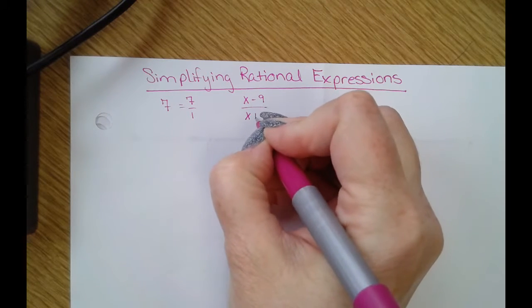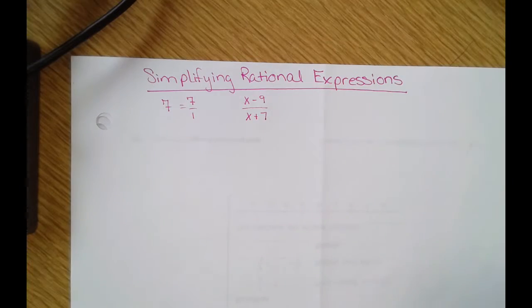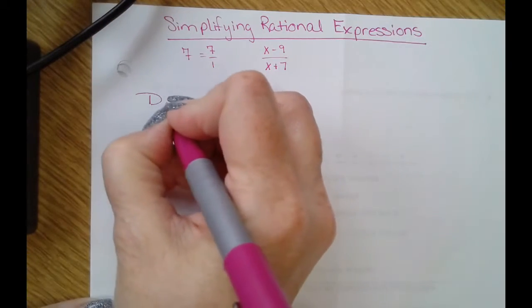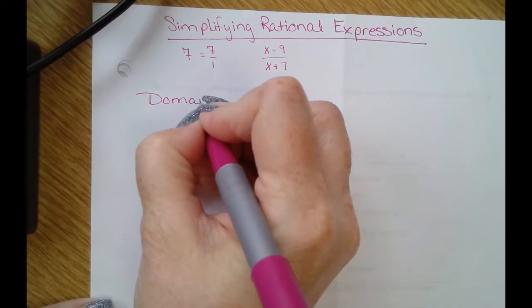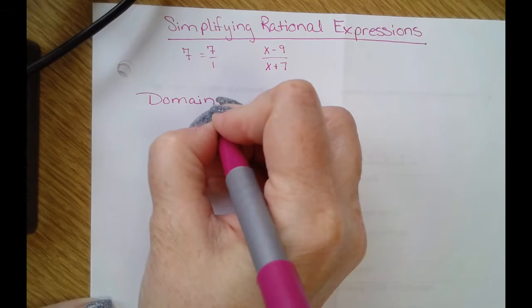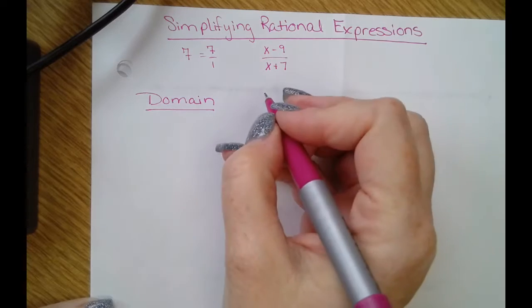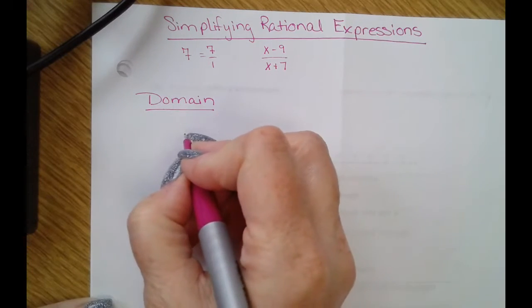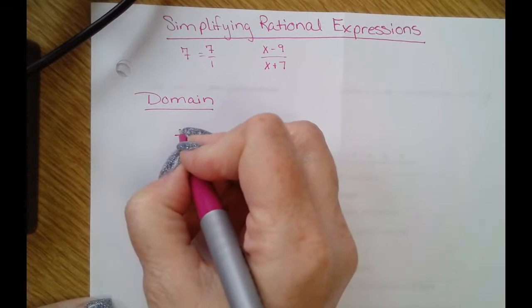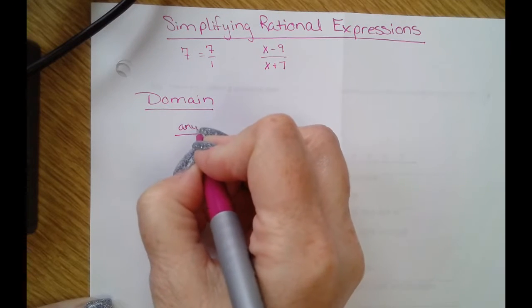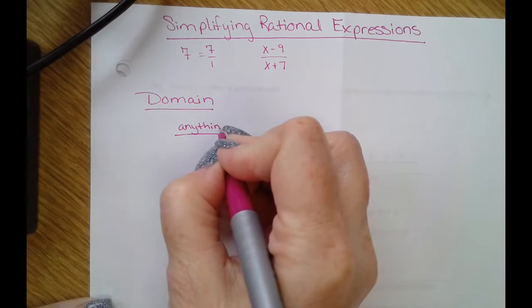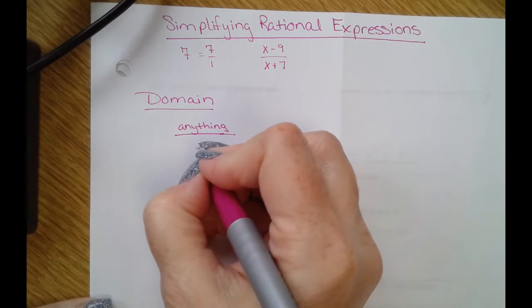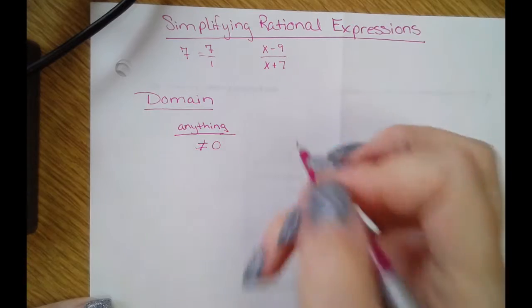Okay, so the first thing we need to talk about is domain. We need to review that, and the fact that any rational number cannot have a 0 in the denominator because we cannot divide by 0. So you can have anything in the numerator, and the denominator cannot equal 0. So in order to figure out what it can't be, we just set it equal to 0.